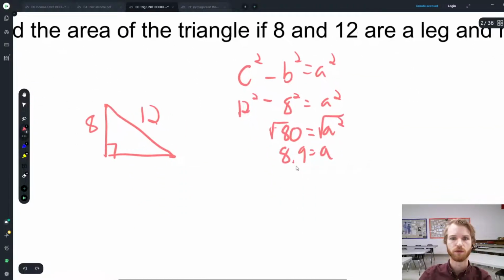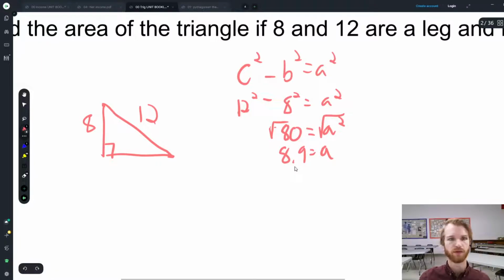All right, the way I found this was that I took my big side, subtracted my smaller side: 12 squared subtract 8 squared is equal to the missing side squared. Then we needed to square root it to get 8.9. So we found this side out to be 8.9 inches.